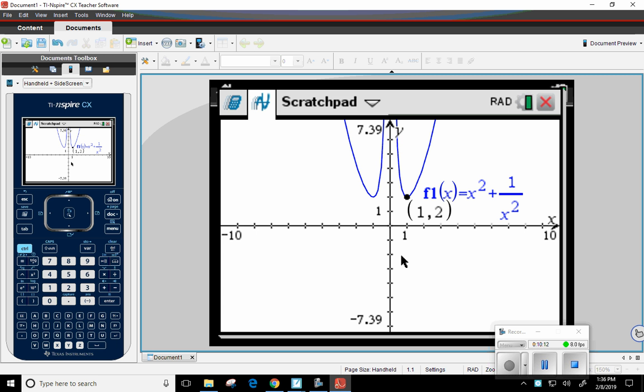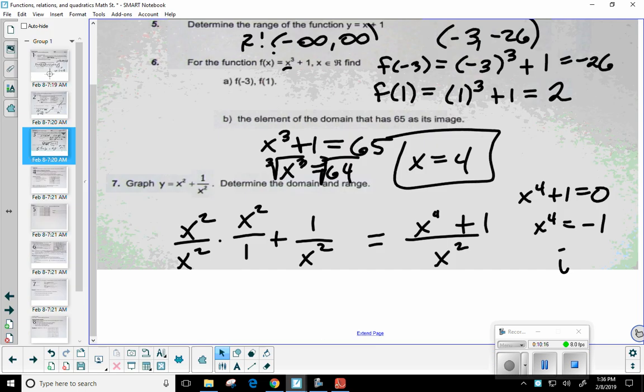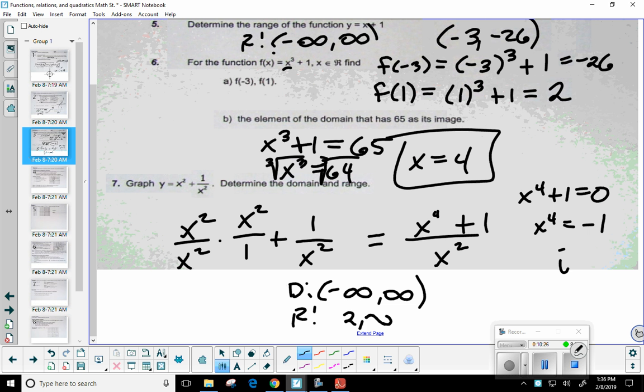So as far as what this problem wanted, the domain is all reals, so negative to positive infinity. The range was what again? 2 to infinity. And how do we show inclusion? Bracket. Just very quickly, does anybody want me to show you how we would find that value by hand?